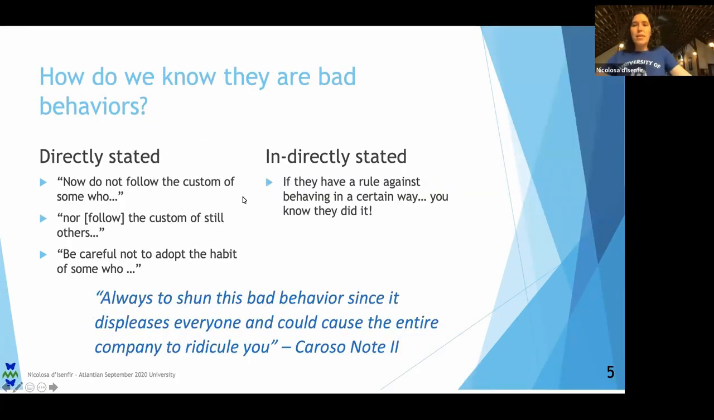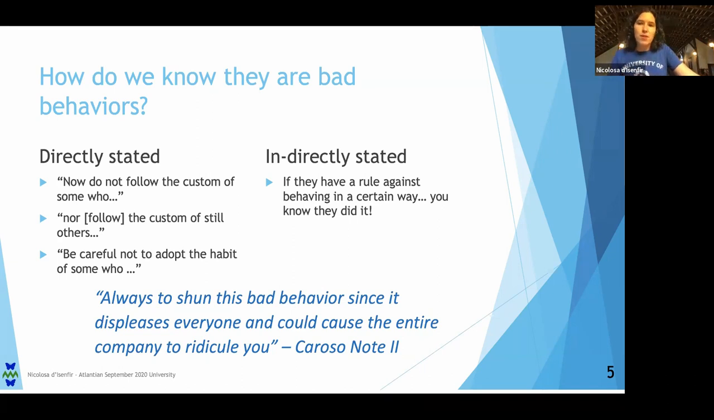Let's talk about how we knew these were poor behaviors. Am I just making this up? I am not. There are a number of directly stated ways that Caroso and Negri say straight up, do not follow the custom of some who, and they'll describe exactly what the person is doing in multiple ways of doing it, which means we know they did it.